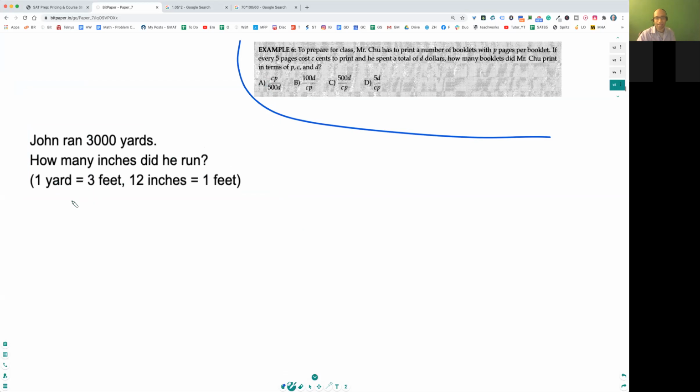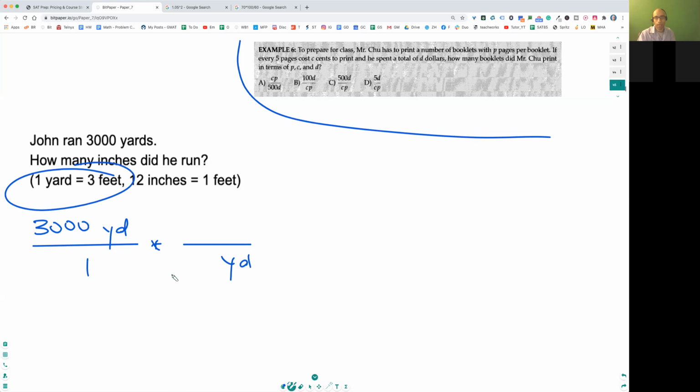Let's see how many of you can get this. So remember, it's 3,000 yards. You want to convert it to inches, right? So you're going to multiply this over here, and what's the next step? You're going to put yards here, and then look at the equation here. I'm waiting for you guys to give me the answer. So work on it. I'm waiting for you.